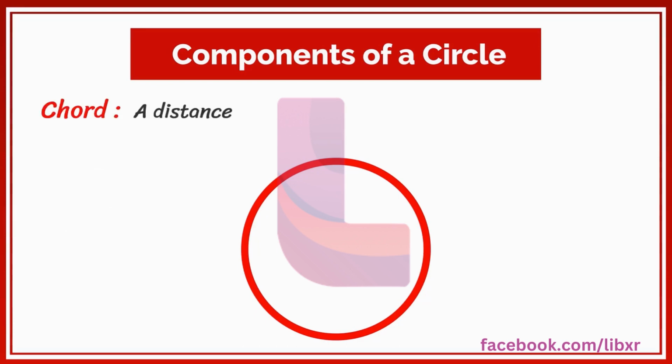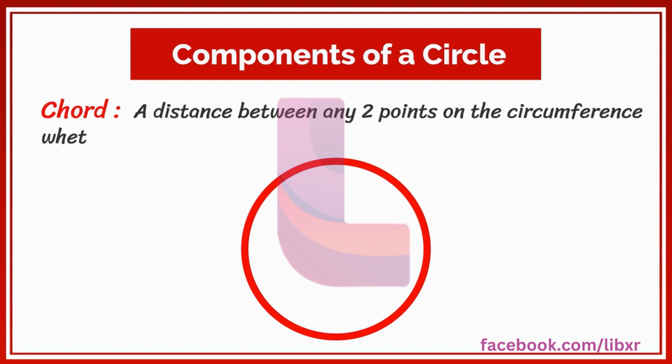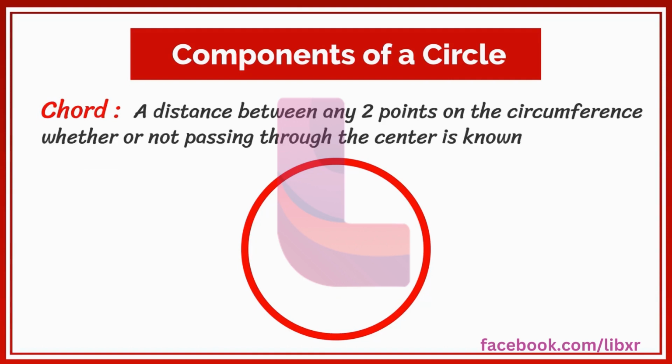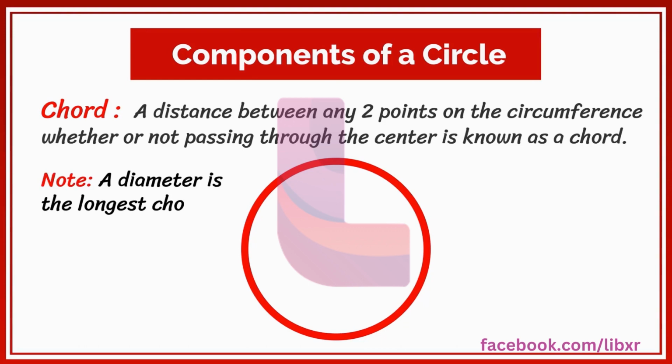Chord. A distance between any two points on the circumference, whether or not passing through the center, is known as the chord. Our diameter is the longest chord of any circle. This line segment that is joining point C and D on the circumference is a chord of the circle.